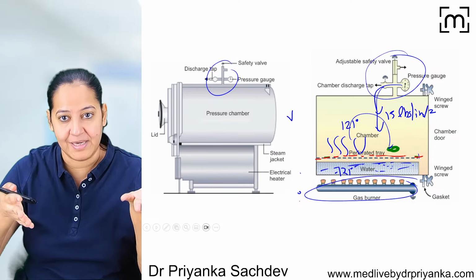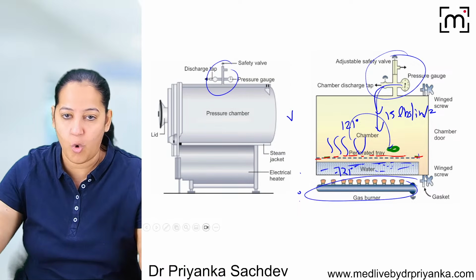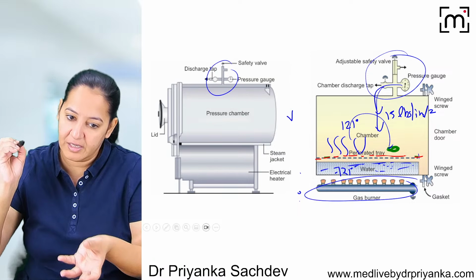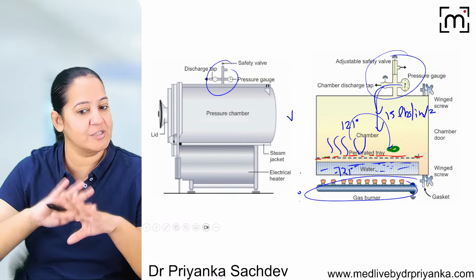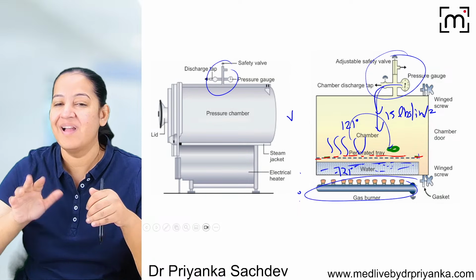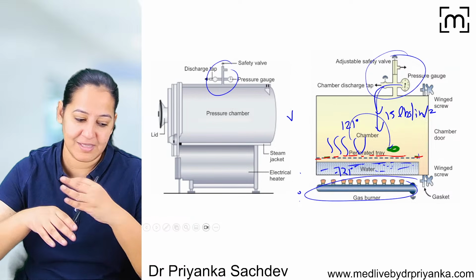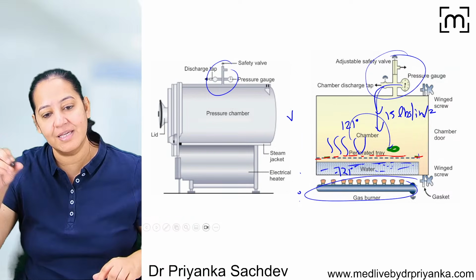So after 15 minutes, when the process is completed, there is a buzzer. You just open it. Before touching your article, take out the packet and look for the spores. If the spores are killed, the process is successful. If the spores are alive, you have to repeat the process. You have to fix it. It is not successful. Say yes if you got it.